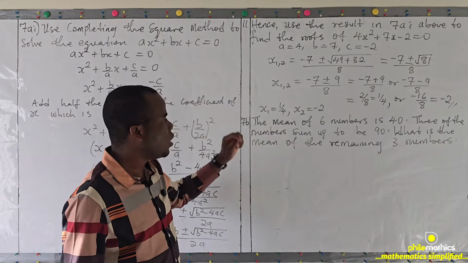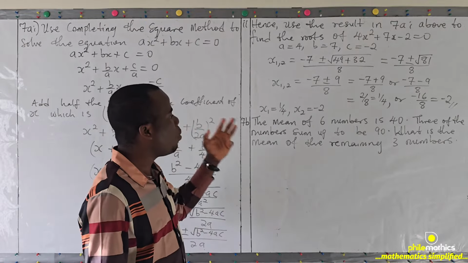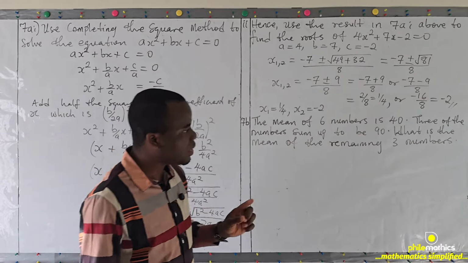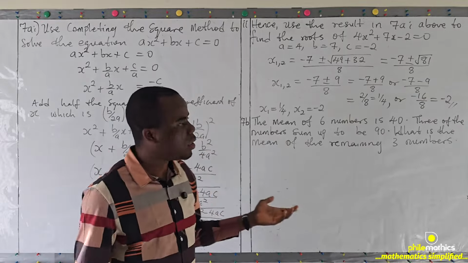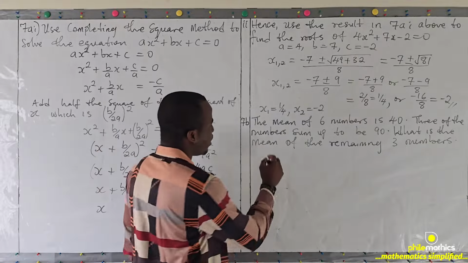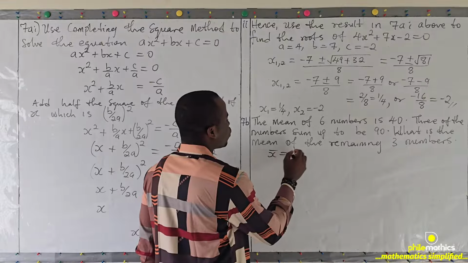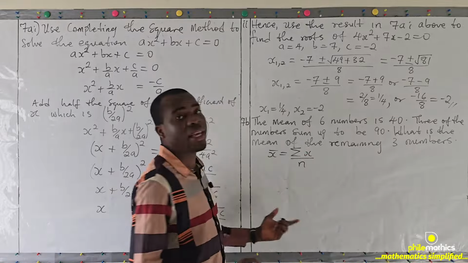7b says the mean of 6 numbers is 40. 3 of the numbers sum up to be 90. What's the mean of the remaining 3 numbers? This is an interesting question. Recall the formula for mean that says x bar equals the sum of the numbers over how many numbers there are.